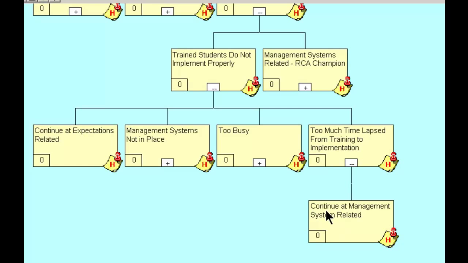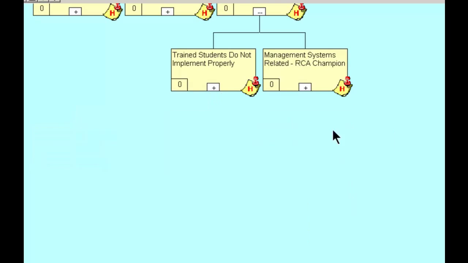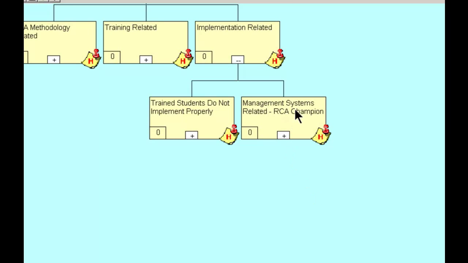So we're going to look at more of that, continue at the management systems related leg. When the logic is all the same, there's no need for repeating the logic in these blocks because it just bloats the tree. So we can just say, I want to continue with the logic at a predetermined location. Okay, we talked about management systems related. Now let's talk about the management systems with regards to the champion who has been designated to roll out this particular system.